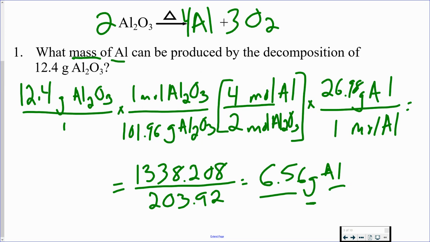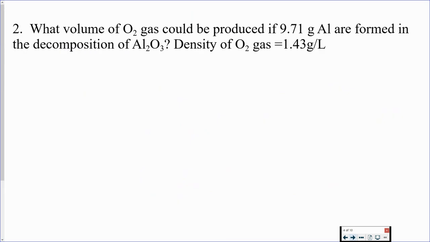All right, we're going to do one more together before I release you to do one on your own. So this one asks for the volume of oxygen gas. We're going to use that same balanced chemical equation as the first one. It tells us that we have this as our given. That's the mass of aluminum.